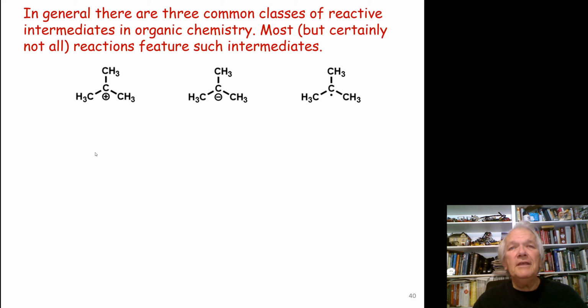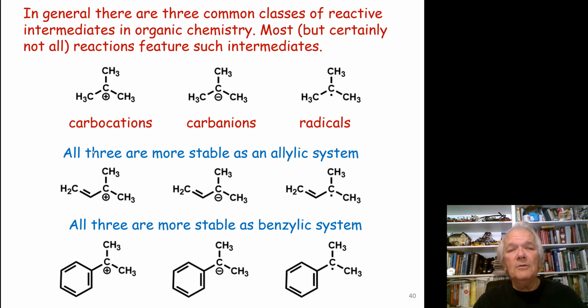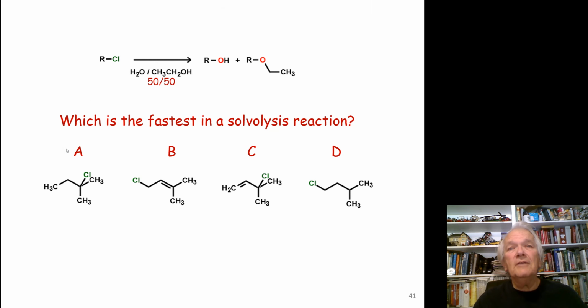So the interesting thing is that all three of these intermediates, carbocations, carbanions, and radicals, are more stable if you put them into an allylic system, because you can delocalize the positive charge, the negative charge, or the radical. Same thing about a benzylic system. If you turn these things into benzylic systems, again, that delocalization makes all three of these more stable. And this is going to influence the rates and sometimes the products of reactions. So let's look at a first example.